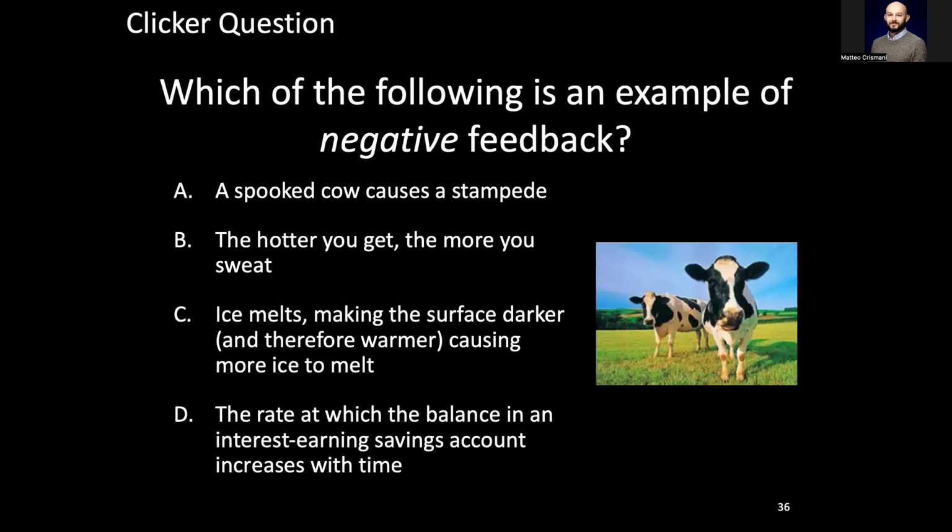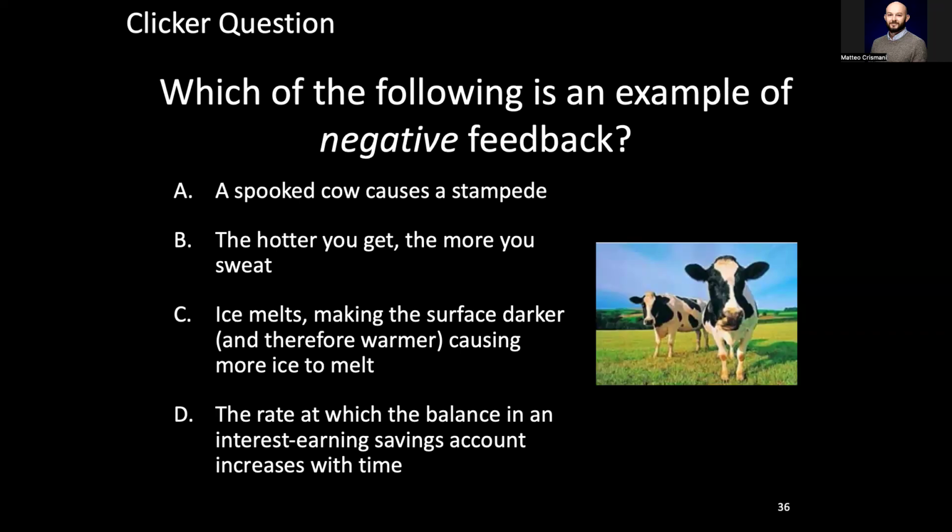Okay. Positive feedback is a runaway process. So whatever change you were trying to affect gets easier to do or just takes on a life of its own. Okay. So let's think about this one here. A spooked cow causes a stampede. Positive or negative? Positive. Not a good thing to have happen to you, but cows scare other cows, which scare other cows, causing a stampede. Positive feedback. Okay. Next one.